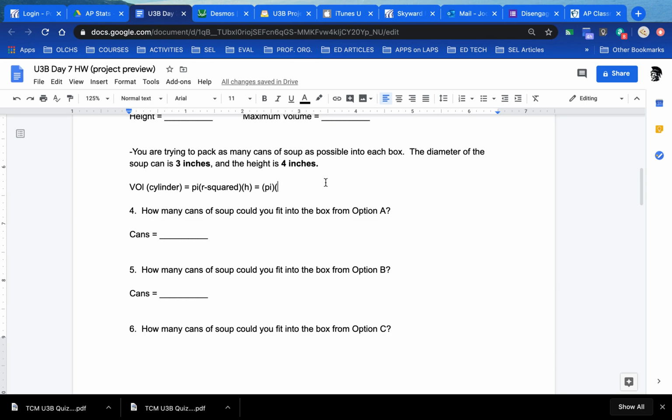And if you remember, diameter is the whole distance across a circle. So the radius is only 1.5. It's half that. We need to square that, and then do times the height of 4 inches. So this right here is going to tell us the volume of a can in this case.